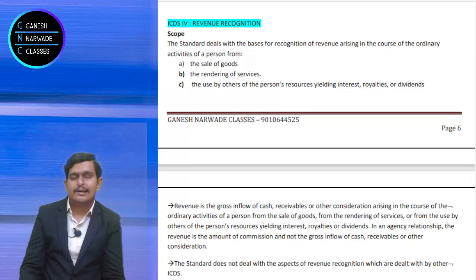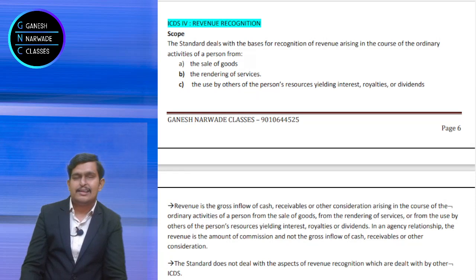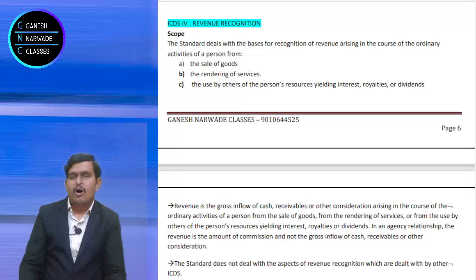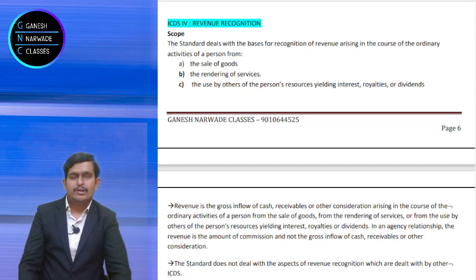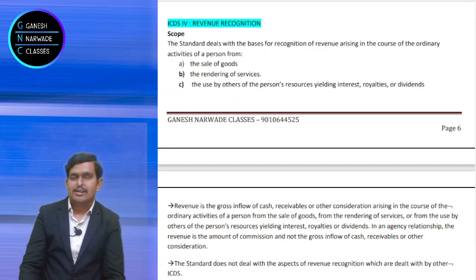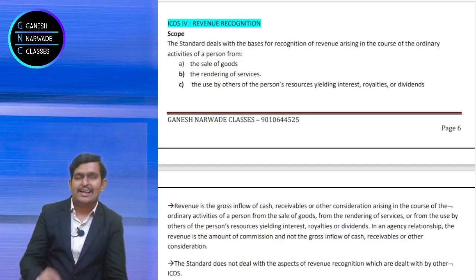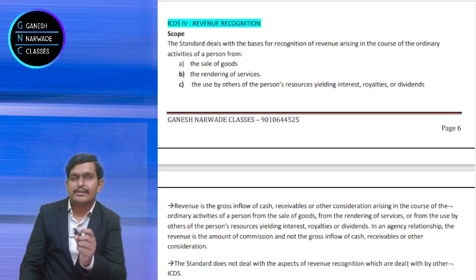Sometimes when you sell the goods on credit, the debtors are nothing but receivables. You have to receive the money. So income has accrued. Revenue has not been received, but it is earned, correct? So gross inflow of cash, receivables or other considerations. Sometimes we also receive other considerations. Suppose I am a lawyer and I fight a case for Mukesh Ambani or for any others, and I win the case for him. He will give me some gifts. So this is revenue for me. If I get cash or a car, that is revenue for me because I earned it as a perquisite.